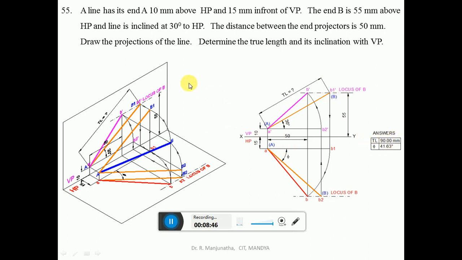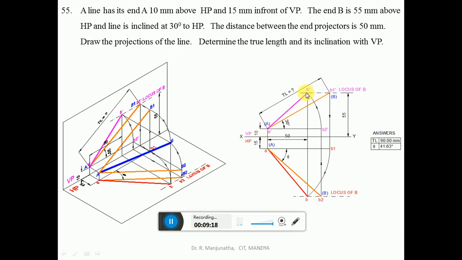Now, we have the distance between the end projectors, which is 50 mm. With A dash we have the projector A. From projector A you measure the distance of 50 mm horizontally and then draw a vertical projector so that it cuts the locus of B in the front view at this point. So we got the front view line, which is A dash B dash. Join A dash B dash with a dark line.